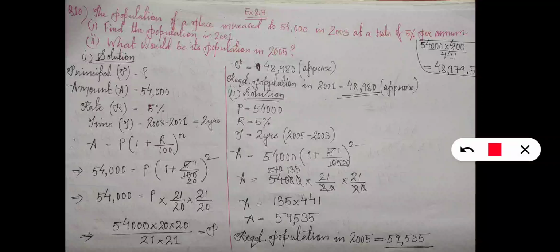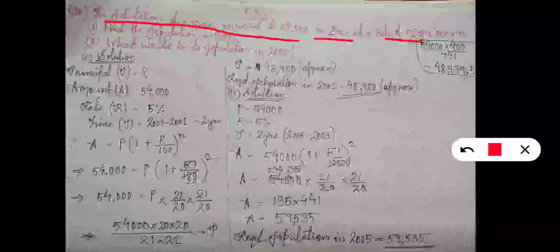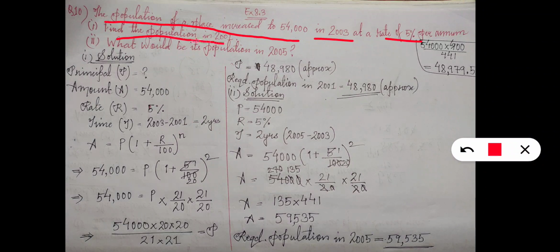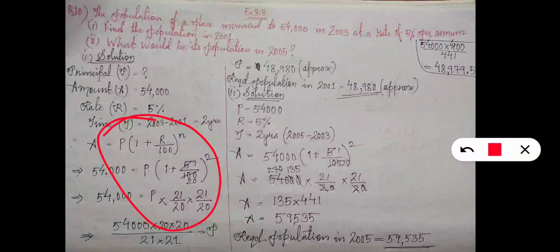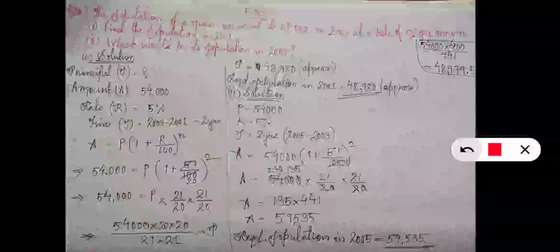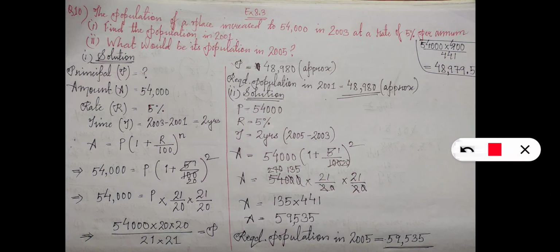Okay, let's start. The population of a place increased to 54,000 in 2003 at the rate of 5% per annum. Find the population in 2001 and find the population in 2005. Okay, I have used a formula for compound interest. So how we are doing it, you have to understand it very carefully. We are talking about population over here, isn't it? The population of a place increased to 54,000 in 2003.